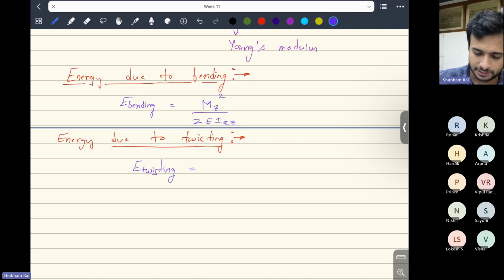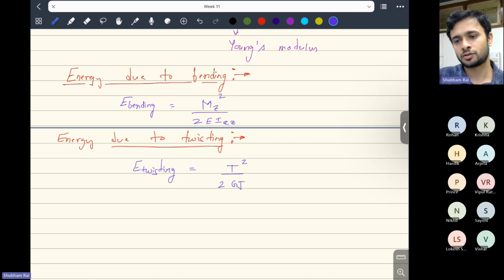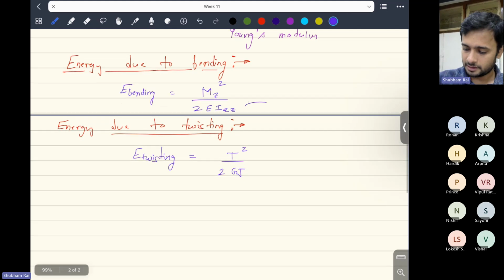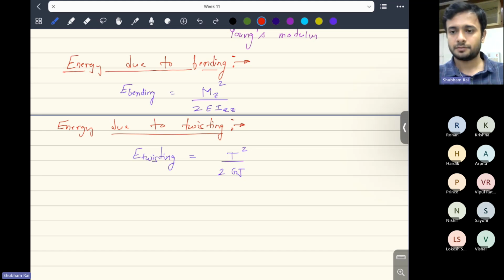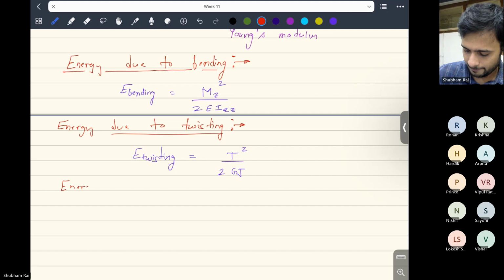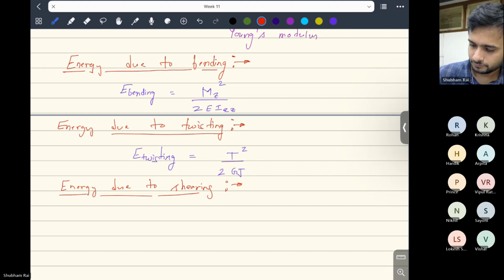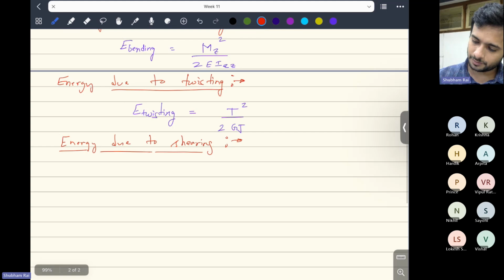E of twisting is given by T square over 2 GJ. G is shear modulus of elasticity, J is polar moment of area. And here in this case, I is second moment of area, M is the moment applied on the beam. Now you have energy due to shearing. Okay.